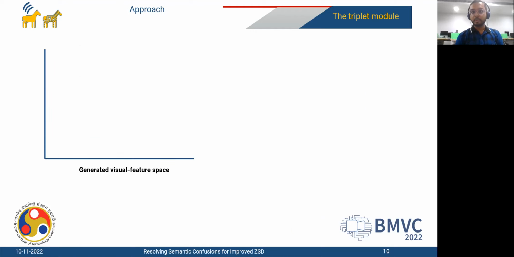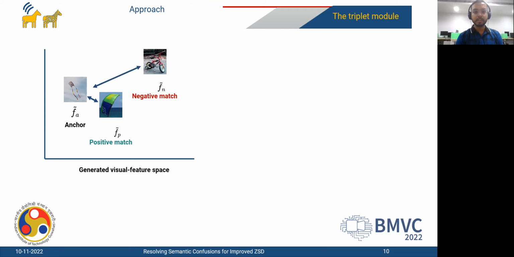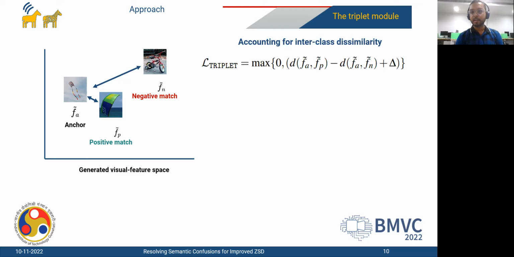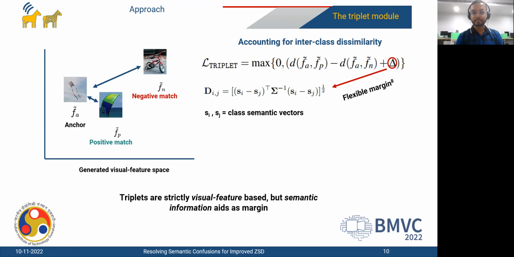One of the main modules of our work is the triplet module, wherein in the generated visual feature space, we have an anchor of a particular class, and a positive match will be an object feature of the same class, a negative match will be an object feature of a different class. In such a way, we account for interclass dissimilarities using such a triplet loss, where the margin delta is not a fixed value, but a flexible margin, which is calculated according to the first and second order statistics of the semantic vectors of the seen and unseen classes. Hence, these triplets are strictly visual feature based, but semantic information also aids as a margin.